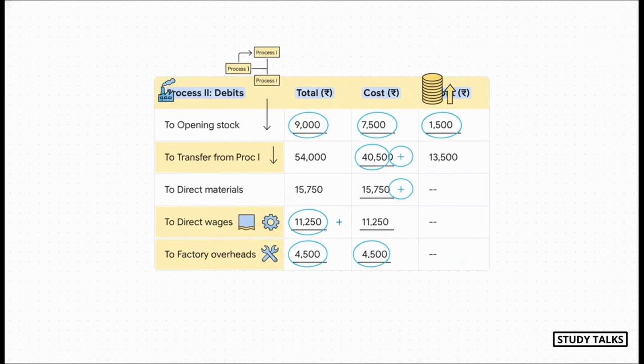Then we bring in the transfer from Process I. Total $54,000, which we know is $40,500 of cost and $13,500 of profit. Then we just add this process's own materials, wages, and overheads.